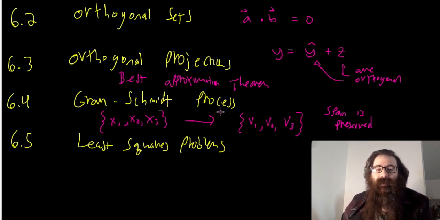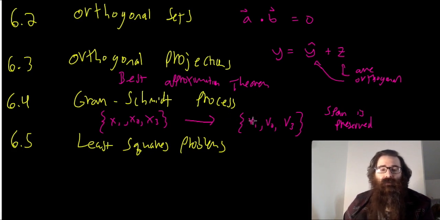We took a look at an application of this working with QR factorization, right? And we're going to see more need to have orthogonal vectors, orthogonal columns, things like that later on in the course too.